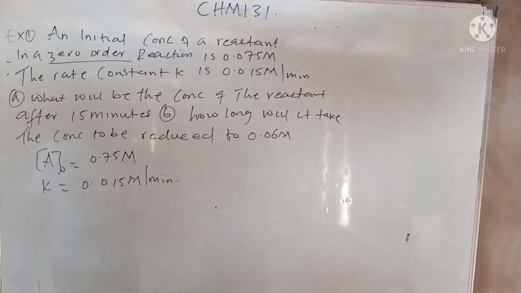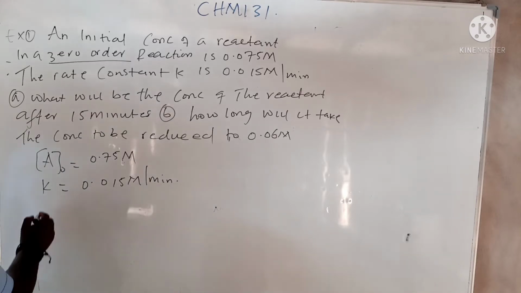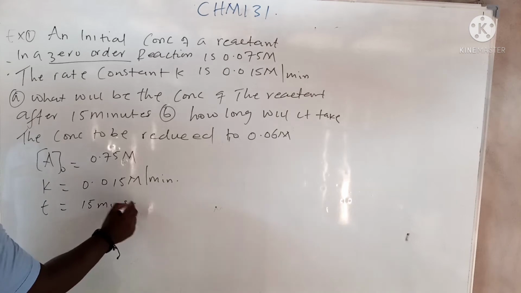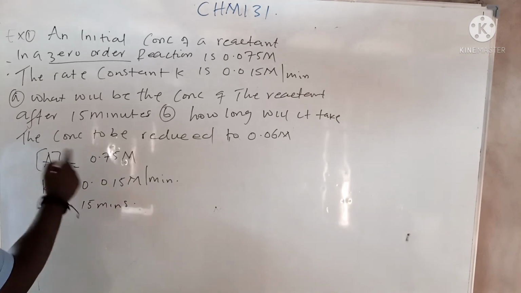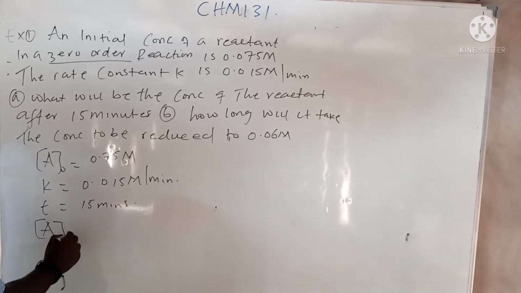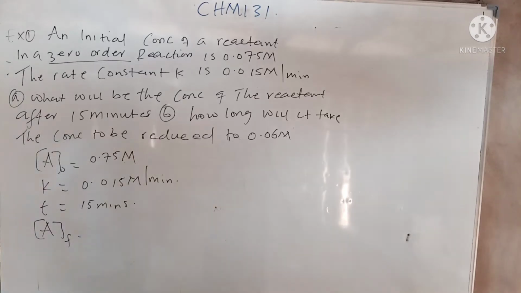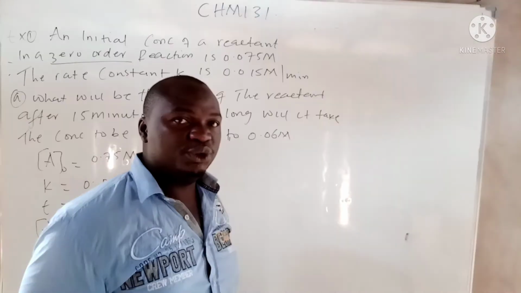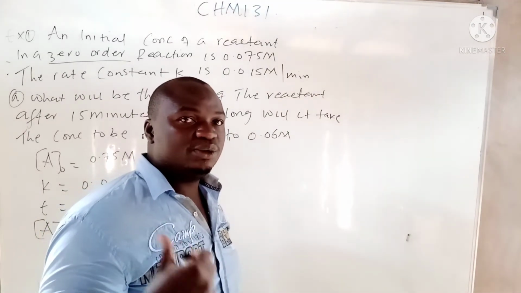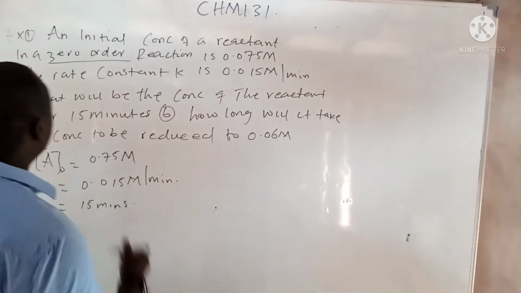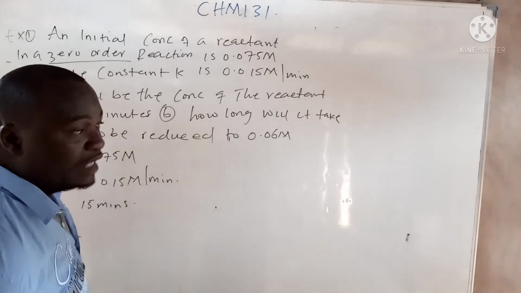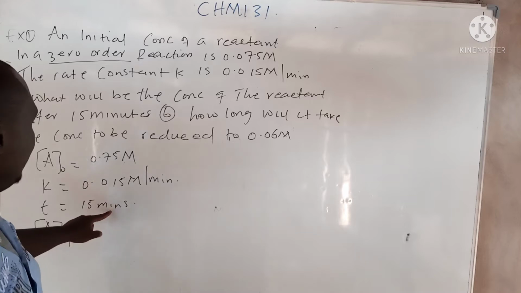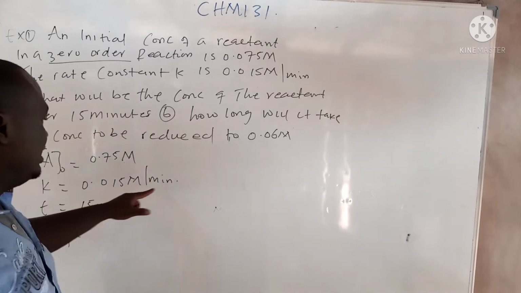What will be the concentration of the reactant after 15 minutes? So your time is 15 minutes. So he wants you to find the final concentration. Now, that is the reason why I wasted my time explaining that table for you. You can see from this question that the reaction is zero order. For you to proceed, another thing you should do is check the unit of the time and that of the rate constant K.